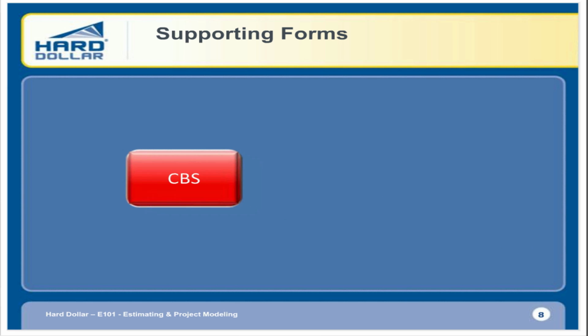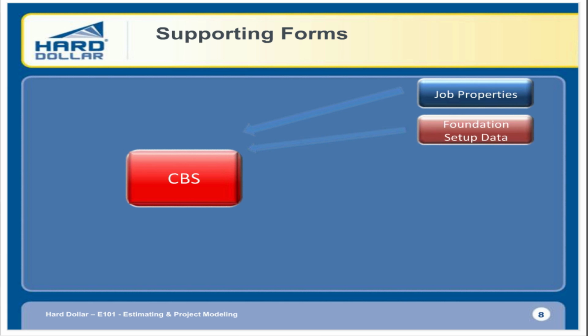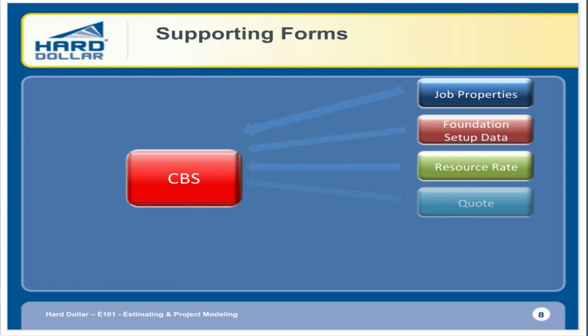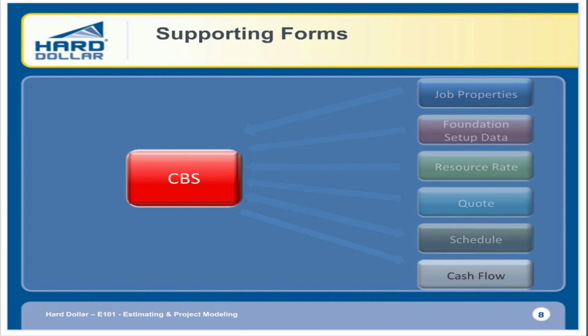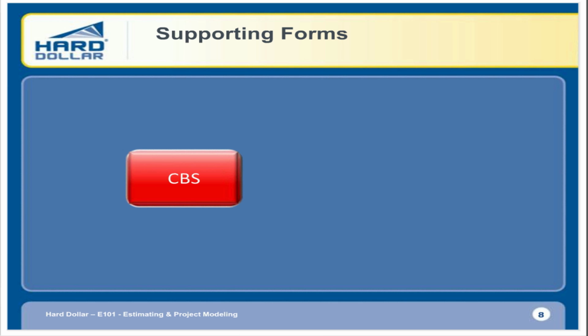You will most likely spend the majority of your time in the CBS form. In addition to these primary forms, there are several other forms utilized within hard dollar that provide information in support of the CBS form, receive output from the CBS, or both. These forms are job properties, foundation setup data, resource rate, quote, schedule, and cash flow. Each of these forms is discussed in more detail in subsequent lessons.